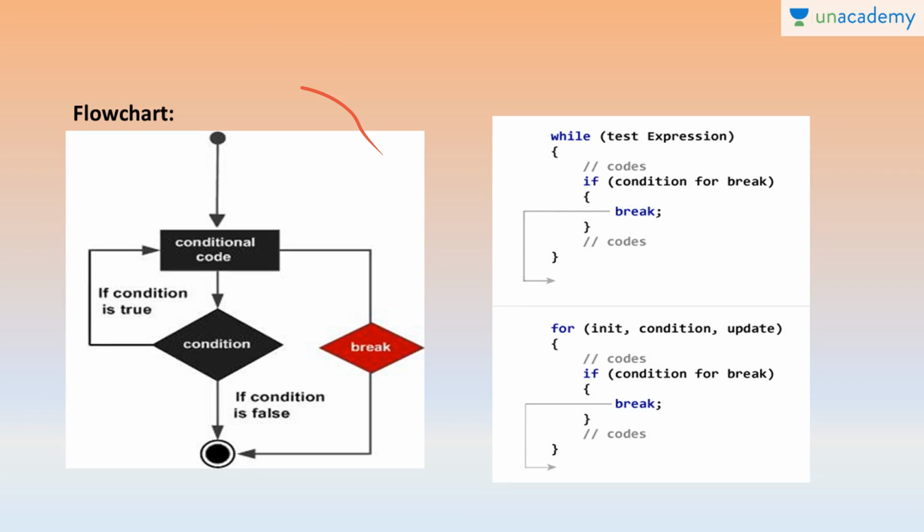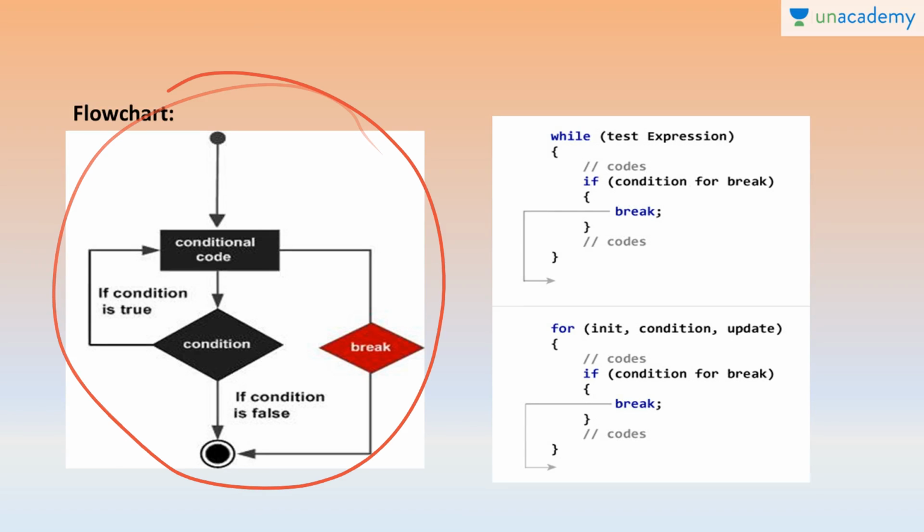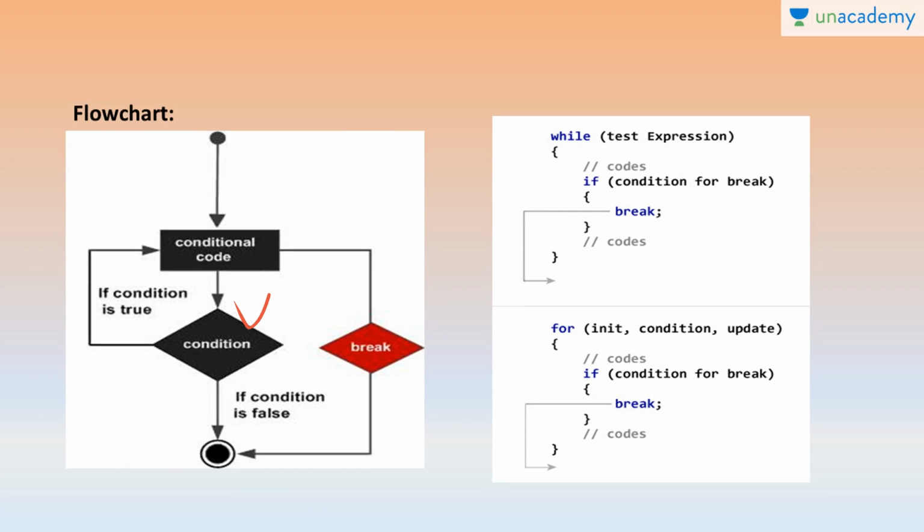So this is the flowchart of the break statement. When the condition is tested for true or false, if the condition is true, it goes back to executing the conditional code statement. If it is false, it comes out of the loop and executes the next statement after the loop. But if break statement is encountered inside the conditional code statement block, then it just comes out of the loop without waiting for the test condition to be false and executes the next statement after the loop.